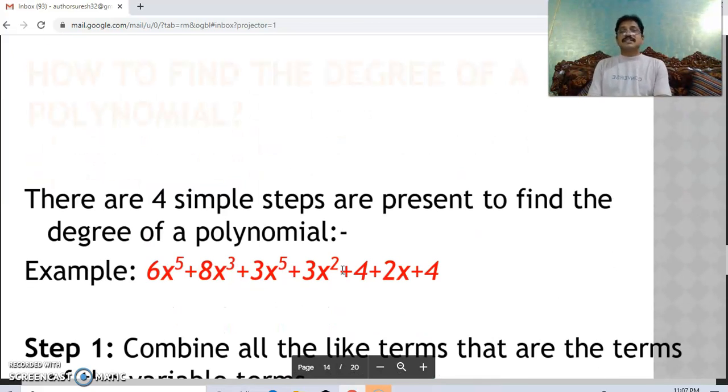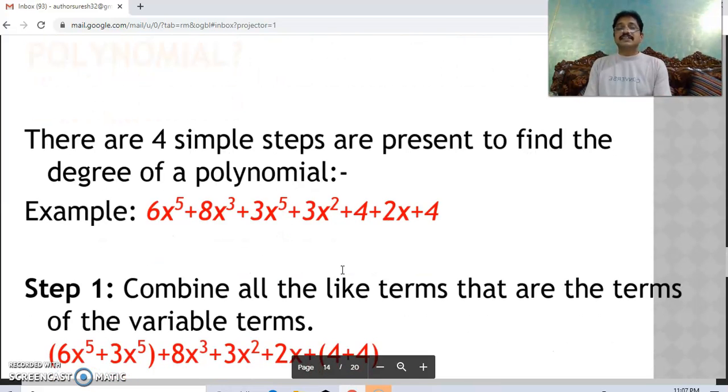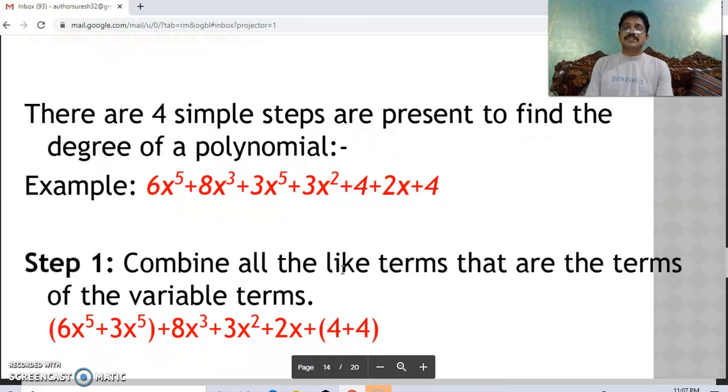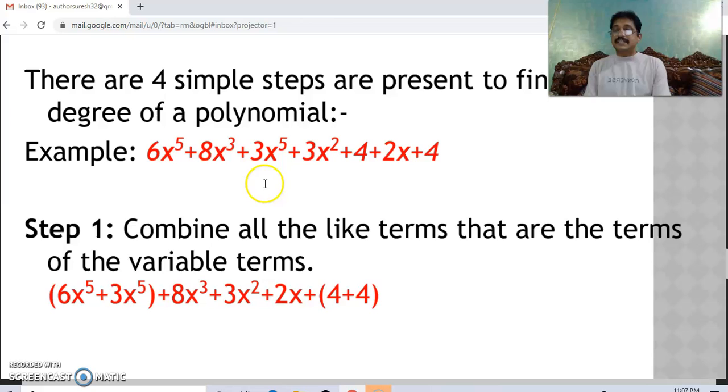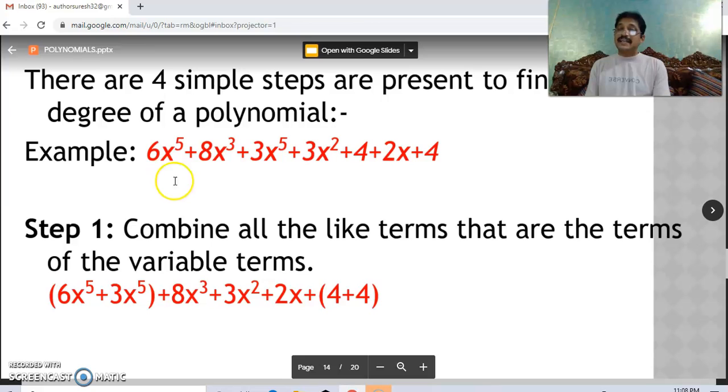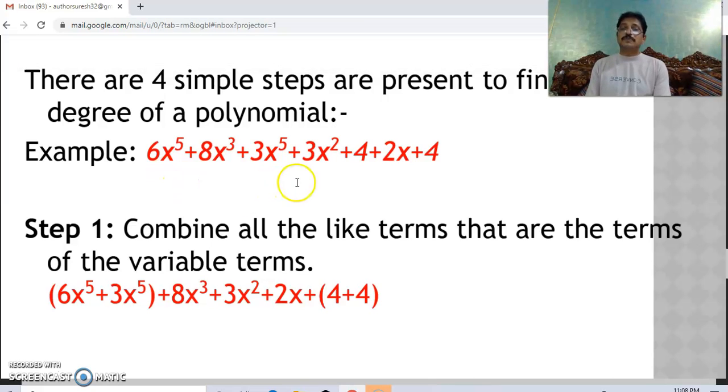Okay, there are 4 simple steps to find the degree of a polynomial. This is very, very important, children. Just observe it carefully. Consider the polynomial 6x^5 + 8x^3 + 3x^5 + 3x^2 + 4 + 2x + 4. The first step is to combine all the like terms. So 6x^5 and 3x^5 are like terms, combine them as one group. 4 and 4 combine as another group.